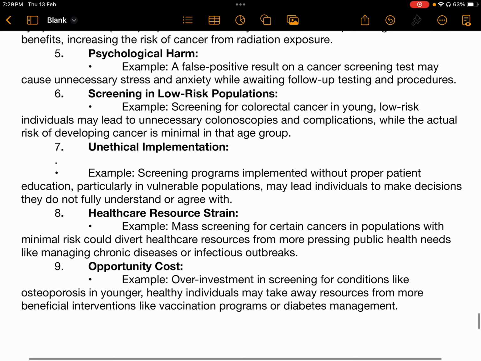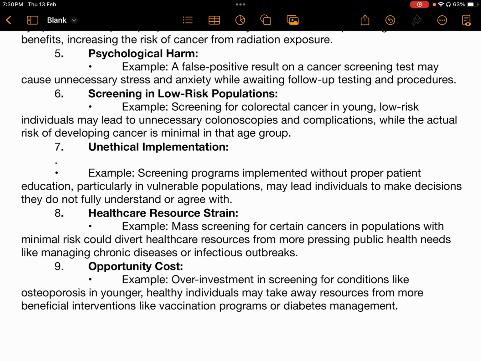Then is unethical implementation. Screening programs that do not adequately inform patients of the potential risks, benefits, and uncertainties may violate principles of autonomy and informed consent. Like screening programs implemented without proper patient education, particularly in vulnerable populations, may lead individuals to make decisions they do not fully understand or agree with.